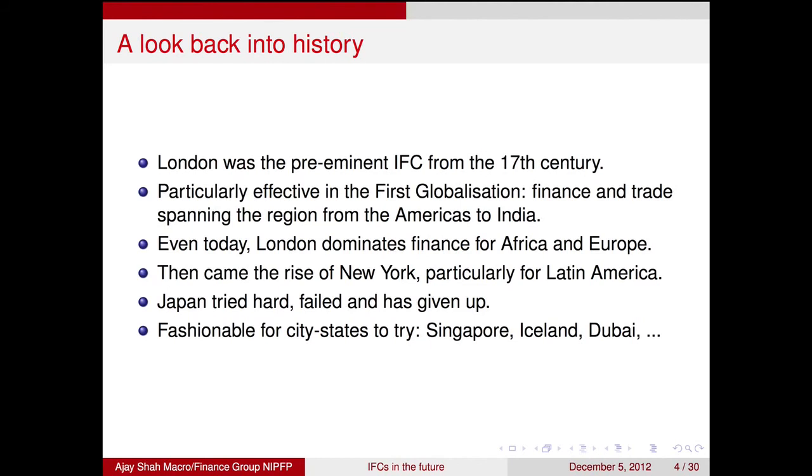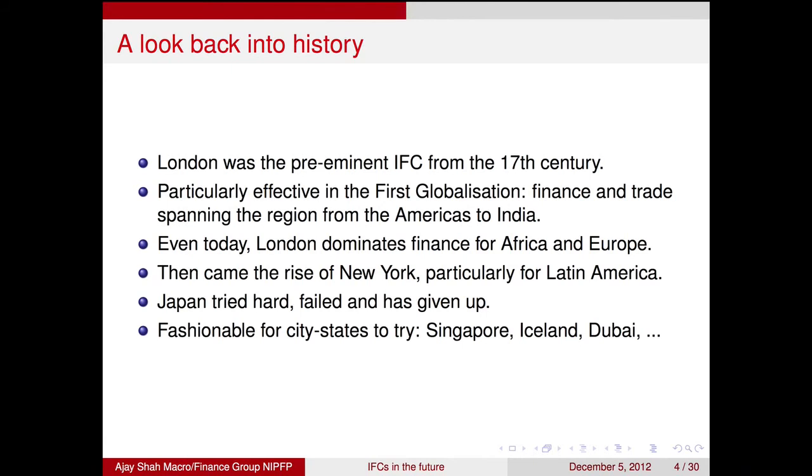Let's look back into history and think about how this field evolved over the years. During the Napoleonic Wars, Amsterdam was destroyed as a financial center. Shortly before that, the French Revolution destroyed the aspirations of Paris. Paris was starting to come back as a bit of a financial center until the revolutions of 1848. So by 1848, London was pretty established as the world's international financial center. And the great story of London is during the first globalization, where finance and trade from the Americas to India was coordinated and synchronized by the financial system in London.